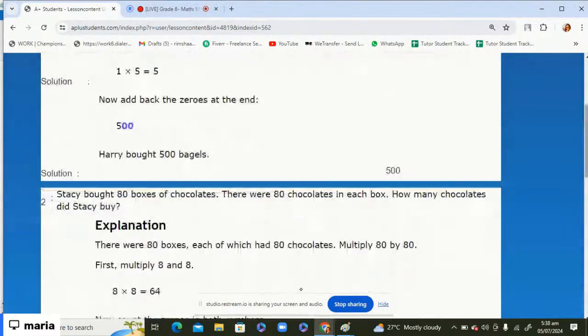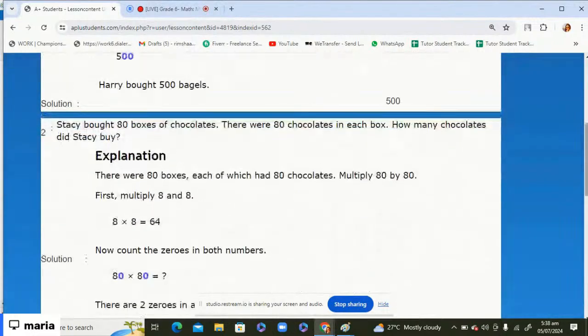In the second question, check it out. Stacky bought 80 boxes of chocolates. There were 80 chocolates in each box. 80 boxes of chocolate and 80 chocolates in each box. So how many chocolates did Stacky buy? So 80 times 80. We are going to take the non-zero digits.